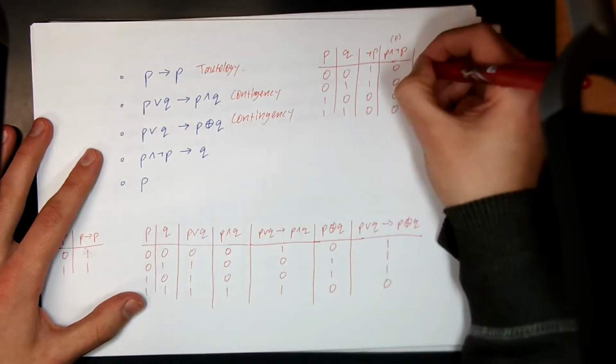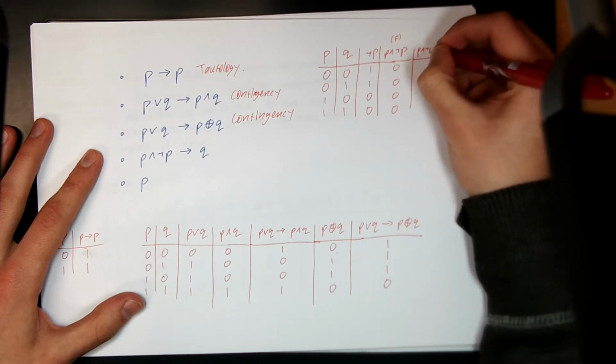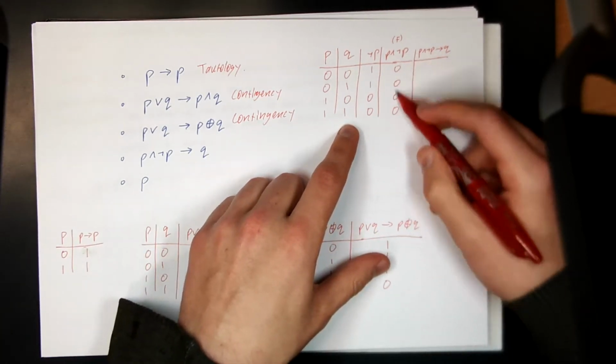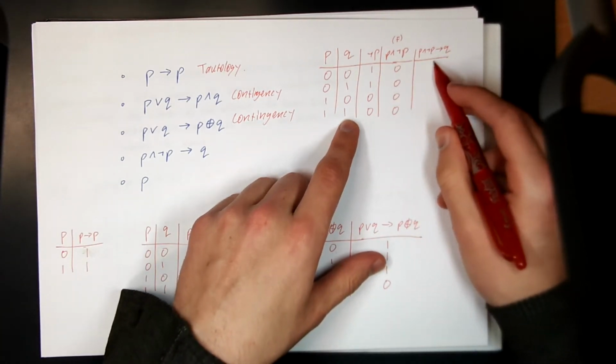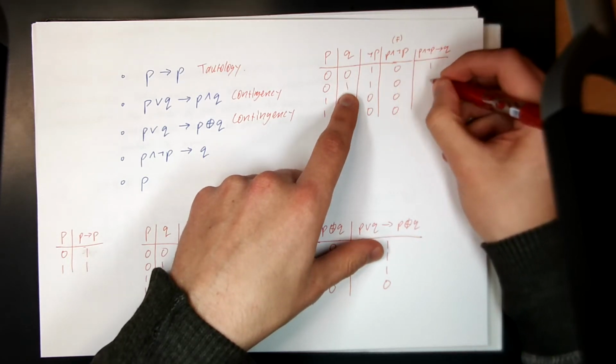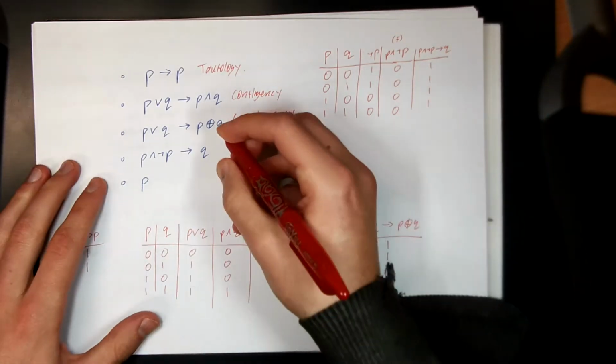And then we have Q. Well, there's Q. And so now we want P and not P implies Q. Well, the left-hand side of the implication is false, which means this is going to be true regardless, right? False implies false is true. False implies true is true. Well, false implies anything is true, so these are all going to be true. So it is indeed a tautology.